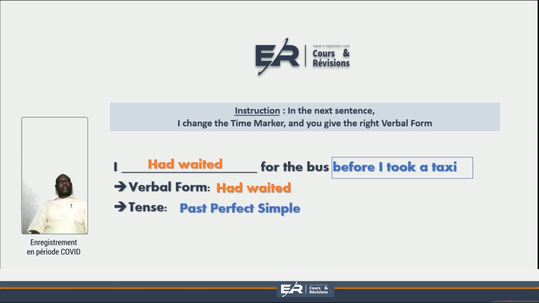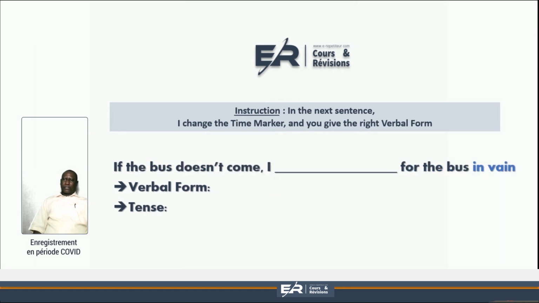Tense: past perfect simple. Remember what we said about the past perfect simple. Get back to the lesson we did about the past perfect simple. Deux actions passées dont l'une précède l'autre. I had waited for the bus before I took a taxi. Next sentence.